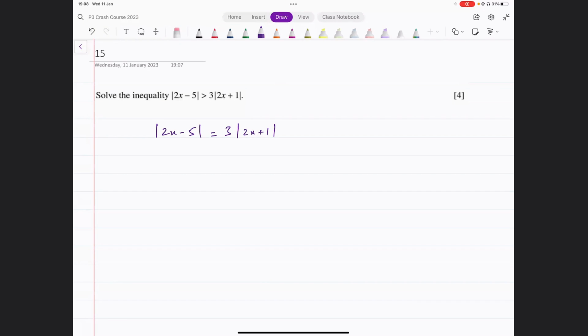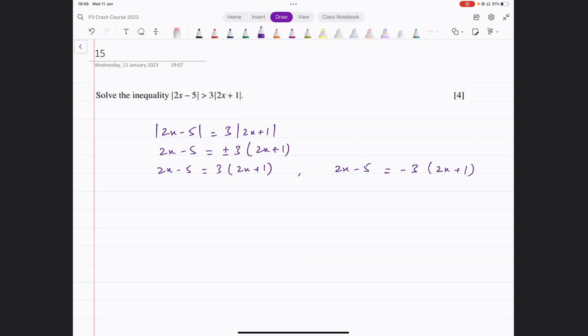Okay, now you remove the modulus sign and put plus minus on any one of the two sides. 2x minus 5 equals plus minus 3 into 2x plus 1. Now this gives you two equations. One is 2x minus 5 equals 3 into 2x plus 1, and the other is 2x minus 5 equals minus 3 into 2x plus 1.